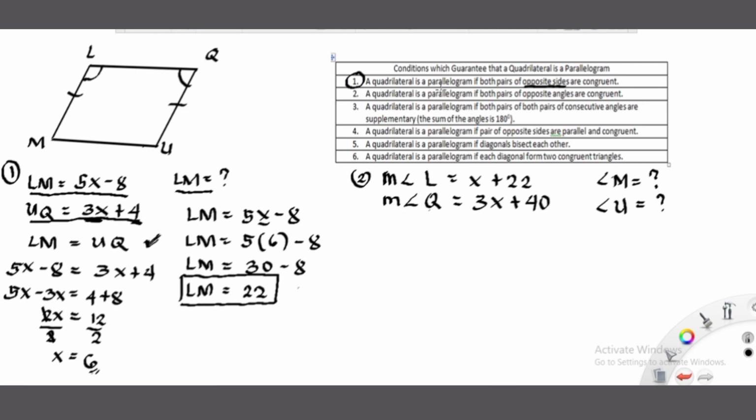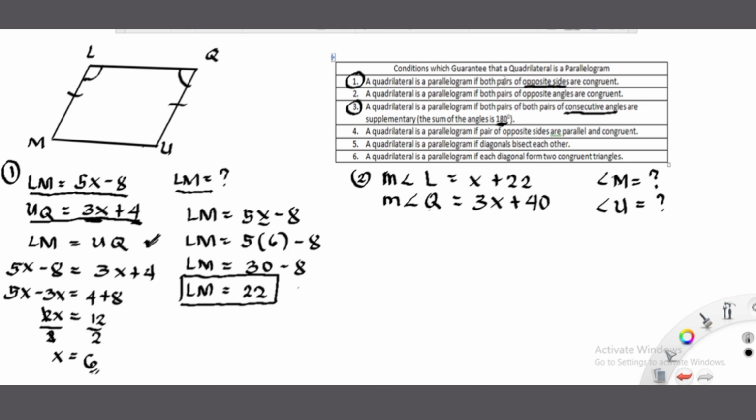So, nasa anong condition siya? Okay? That will fall on condition number 3. Okay? At ano ang sabi niya? A quadrilateral is a parallelogram if both pairs of consecutive angles are supplementary. Ano nga ulit ang ibig sabihin ng supplementary? The sum of the angles is 180 degrees. Ibig sabihin, pag inadd daw yung dalawang angles, yung dalawang consecutive angles, the answer will be 180.